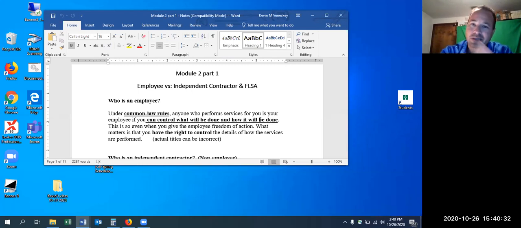What's an employee? What's an independent contractor? And then in part two, we're going to look more at FICA. We're going to look at Social Security, how that's handled. And we're going to begin to look at what Form 941 is. And we're going to actually start completing that once we get into week 3, module 3 of this class.